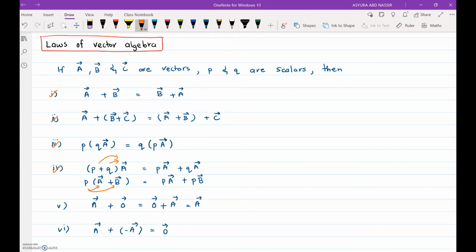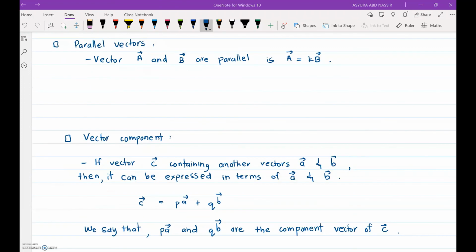Number 5: vector A plus the zero vector or null vector is equal to vector A itself. And lastly, if you have vector A plus the negative of vector A, then we will get the null vector.